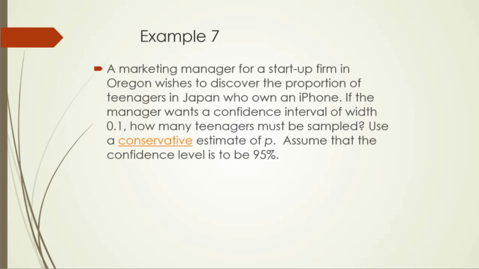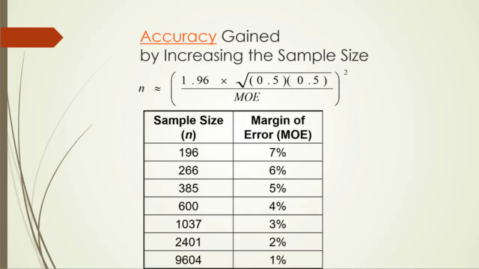The solution to this example can be found on our course page. Over here, this table shows that as the sample size increases, the MOE falls. To have a MOE of 5%, as asked in the previous example, we would have to sample at least 385 students.